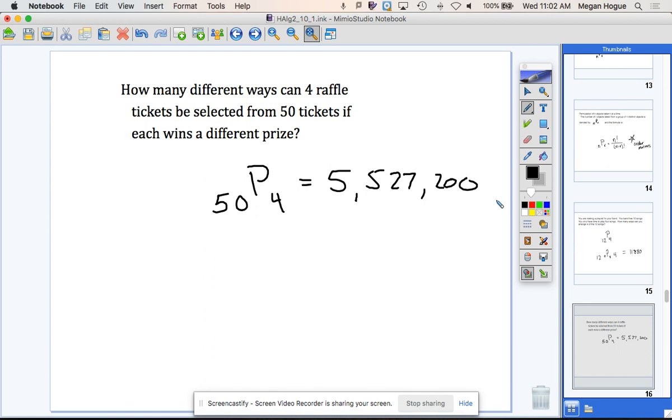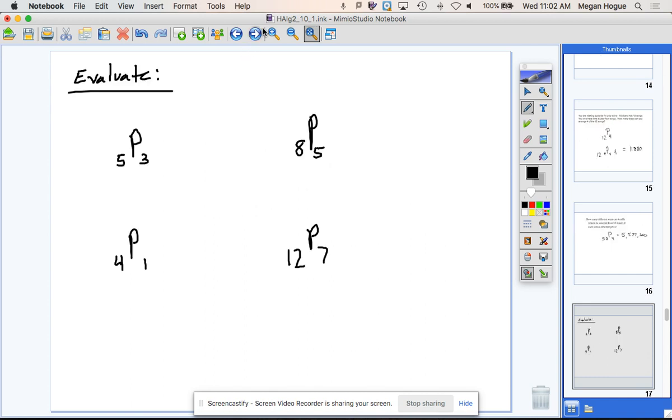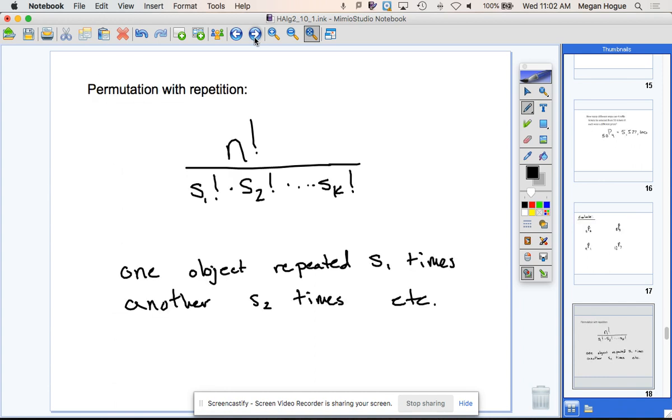Still do it. Yeah. So is this just a replacement for like 50 times 49 times 48 times 47? Yes. Yep. So I think we know how to plug it into our calculators, right? So I don't feel like we have to do that. That's what just evaluate. You'll have some of those.